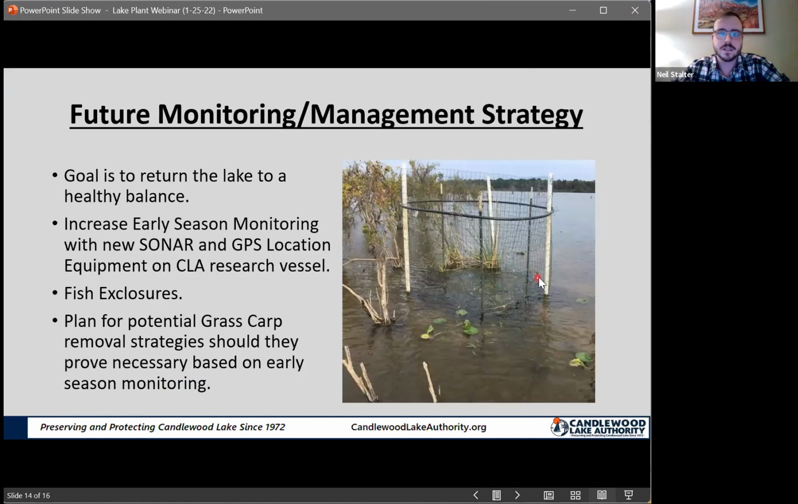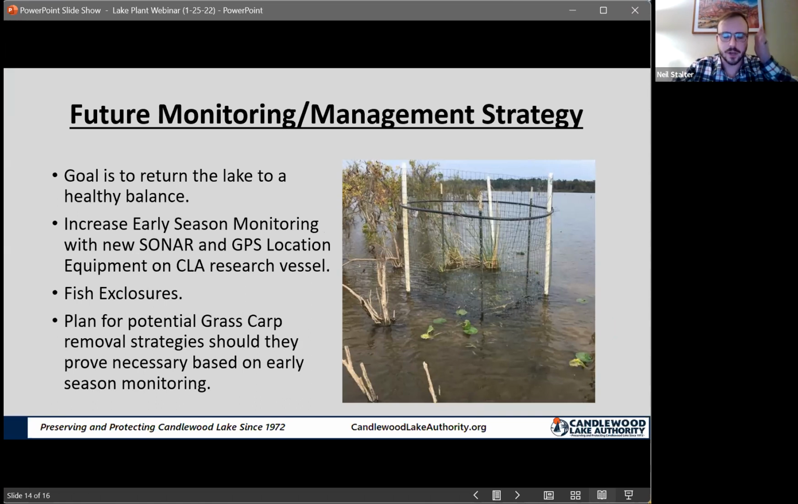And so what does this look like moving forward? So the goal, of course, has always been, and this hasn't changed, to strike a balance, like we talked about, of healthy plant levels in the lake. Plants are very important to a healthy lake ecosystem, so we definitely do not want a situation where the lake is completely devoid of plants forever.